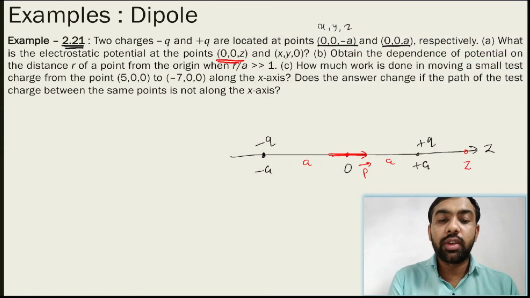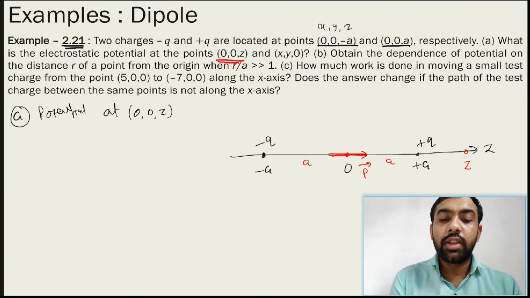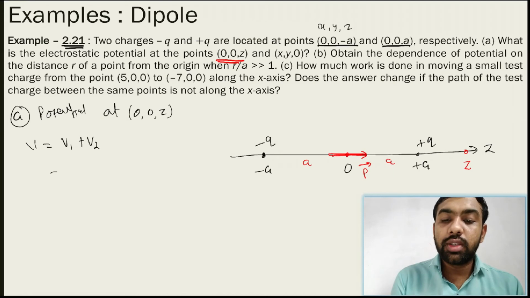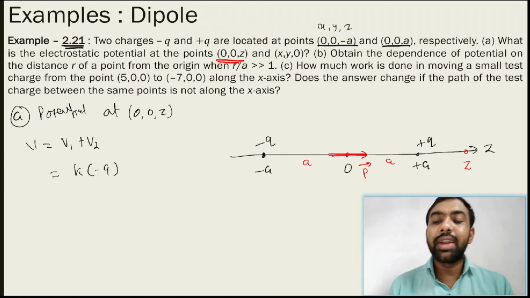So we have to find this potential at this point z. So potential, first one, potential at 0 0 z. So V is equal to V1 plus V2. So what is V1? So k into minus q.